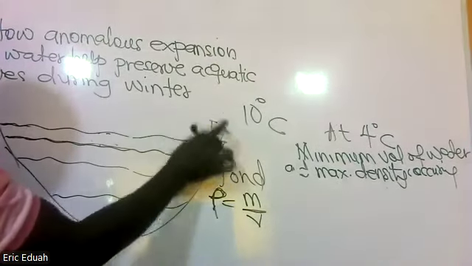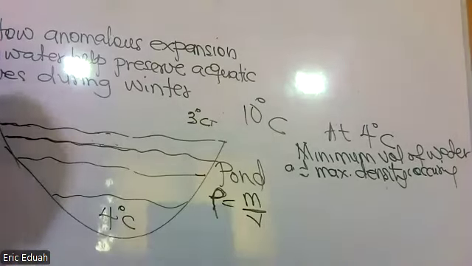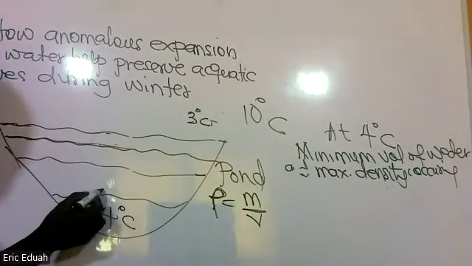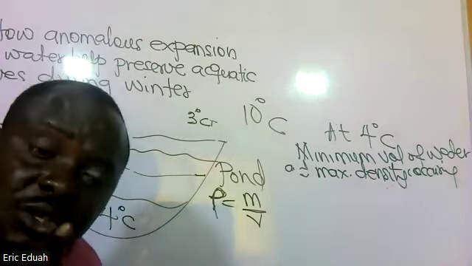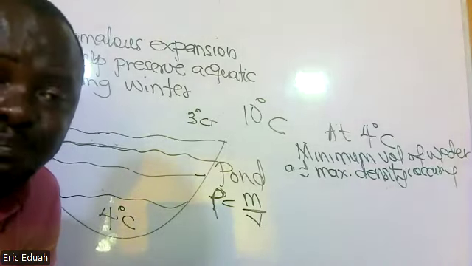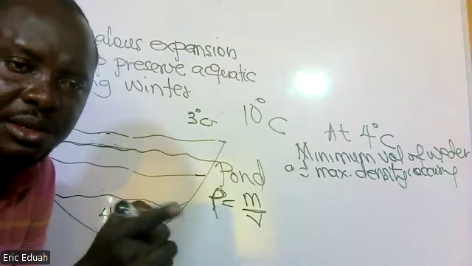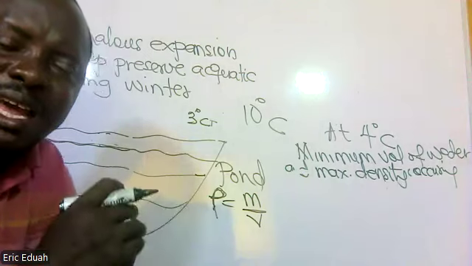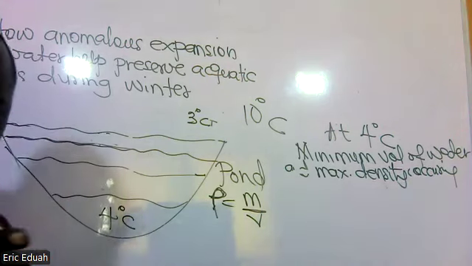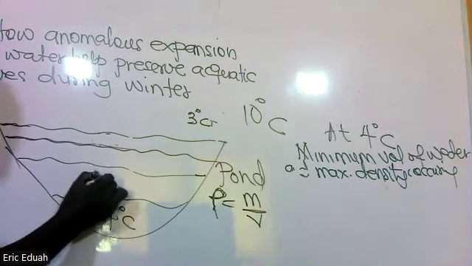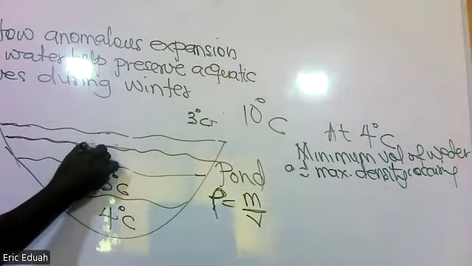Now the temperature drops to 3. At 3, the density will be less than the density at 4, because at 3 degrees Celsius, water is expanding. The anomalous behavior ends at 4, but from 3 degrees Celsius onward, water will be expanding instead of contracting. So the density at 3 will be less than at 4, so it will come and settle on it. Then at 2, the same thing.